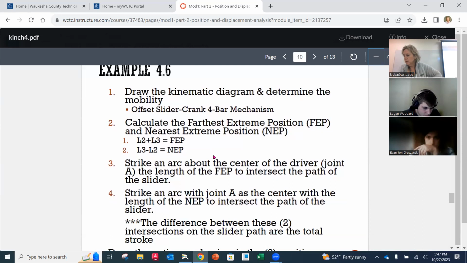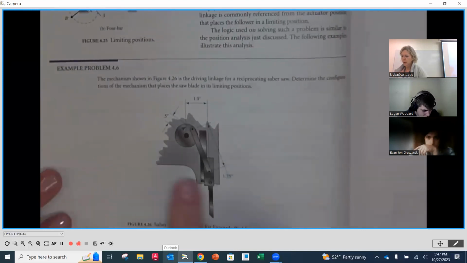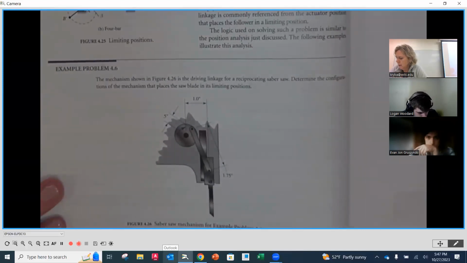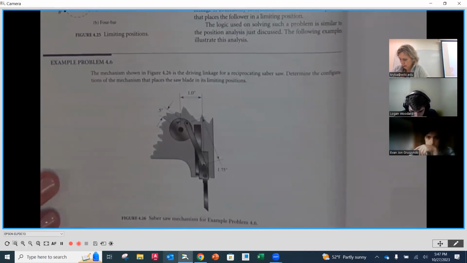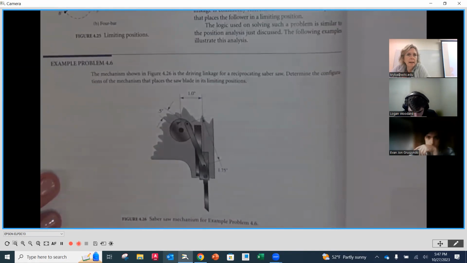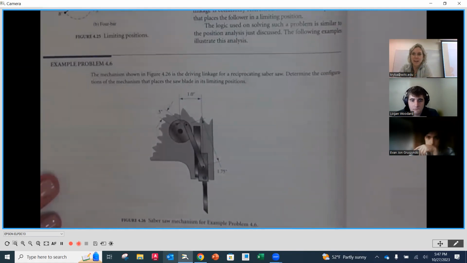So problem number 4-6, let's read the problem statement, and then we're going to be going through all the steps here. So we have a mechanism. It's driving the linkage of a reciprocating saber saw. We want to determine the configurations of the mechanism that places that blade in its limiting positions. So it places that blade its furthest down and its closest up. So what is the stroke that's going to be accomplished then?